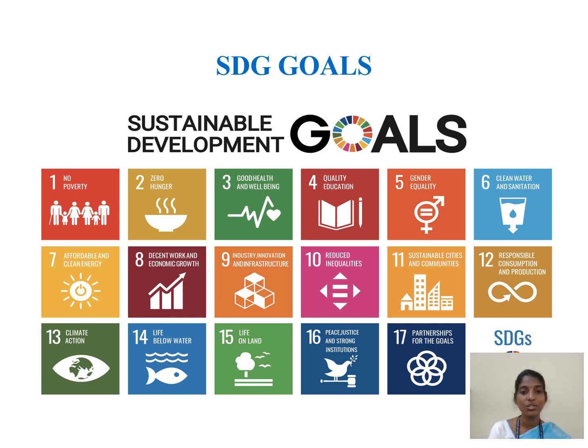Ninth one, industry, innovation and infrastructure. Tenth one, reduced inequalities. Then 11th one, sustainable cities and communities. 12th one, responsible consumption and production. 13th one, climate action. 14th, life below water. 15th, life on land. 16th, peace, justice, and strong institutions. 17th, partnerships for the goals.